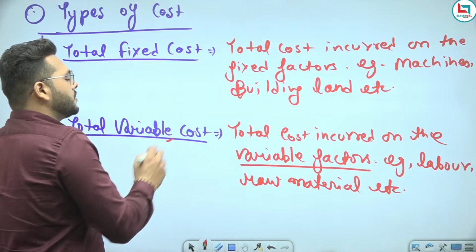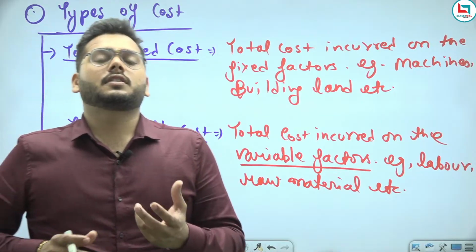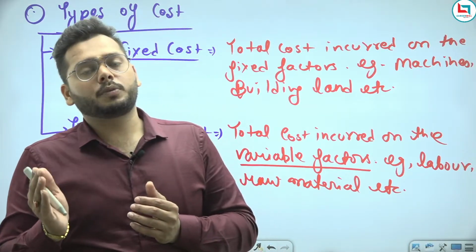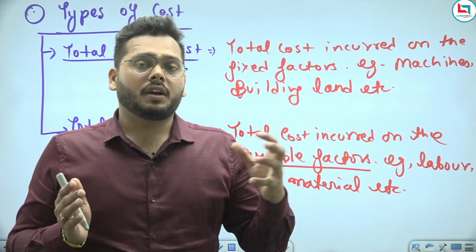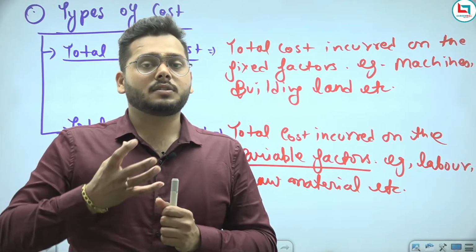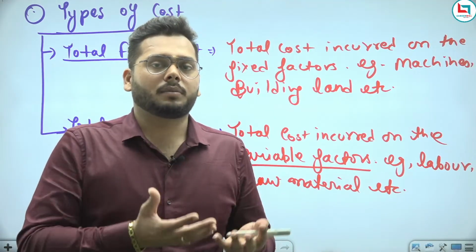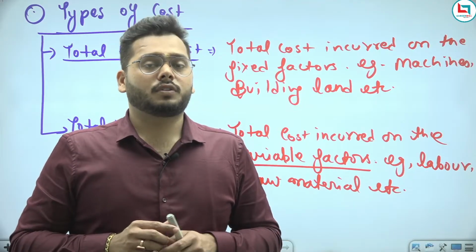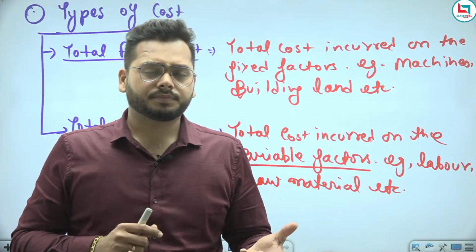And total variable cost means what? Which actually varies as the level of output changes. Variable means what? Which changes. If you want to increase the level of output, you have to hire some more labor, you have to purchase some more raw materials, right? So you have to pay some amount to them now also. Whatever extra amount you are paying to them is incurred in terms of cost.